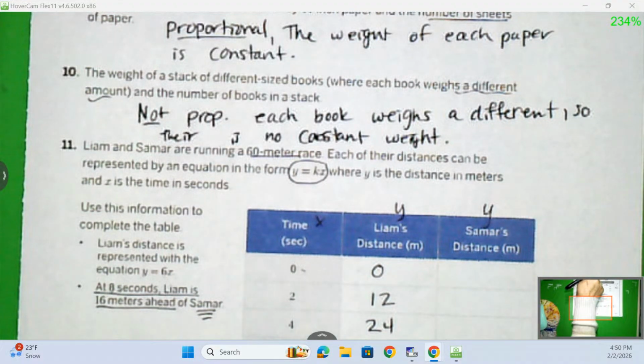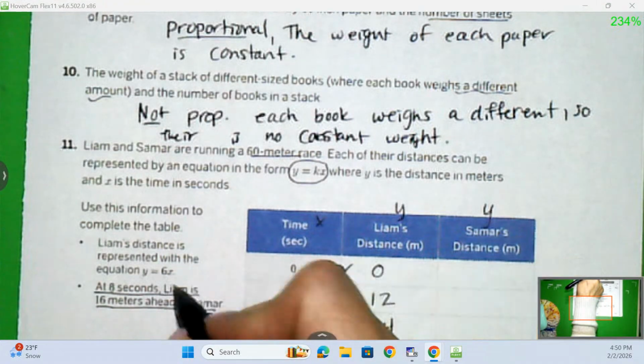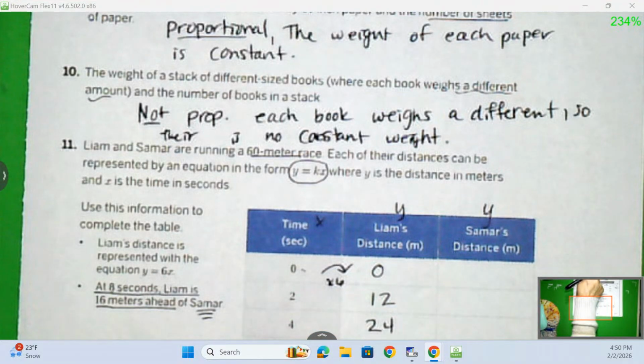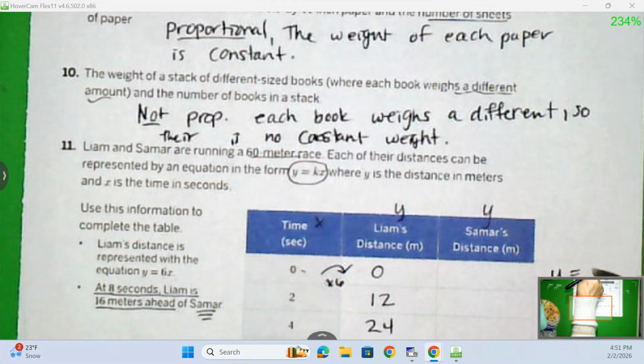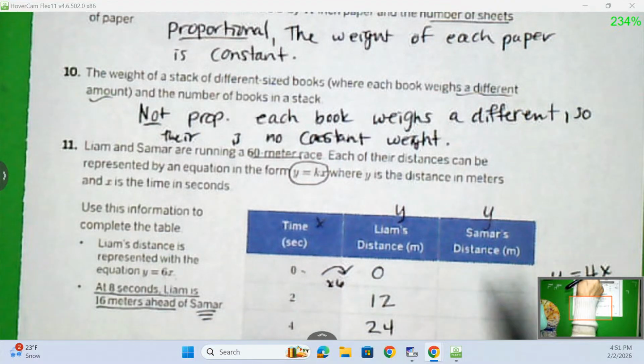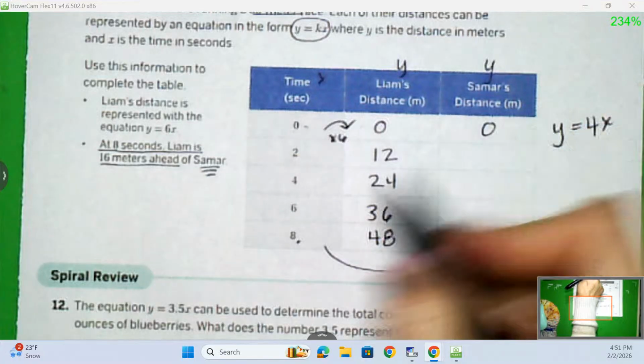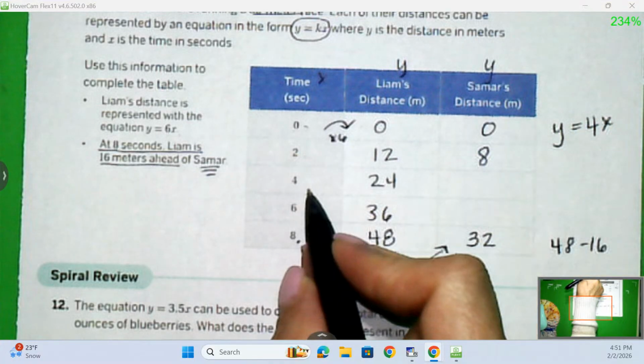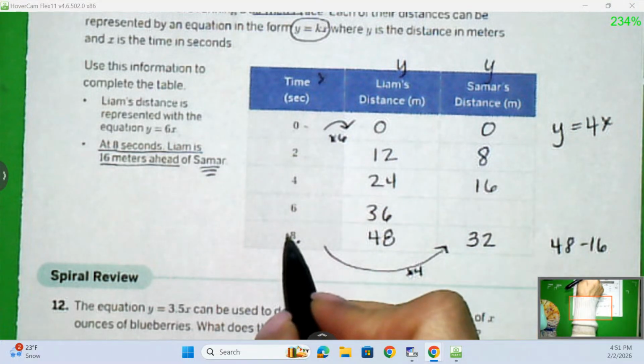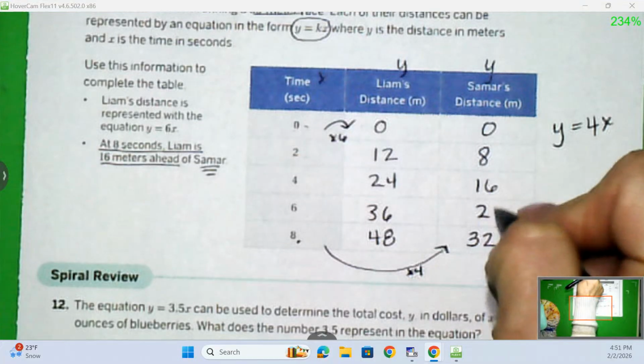So based on that, and based on the fact that they're telling us that Samar is going at a constant rate of change, here with the 6x, this was times 6. Now we're going to do what times 8 gives us 32, and that is times 4. So Samar would be going y equals 4x. So to fill this in, we are going by times 4. So 0 times 4 is 0, 2 times 4 is 8, 4 times 4 is 16, 6 times 4 is 24.